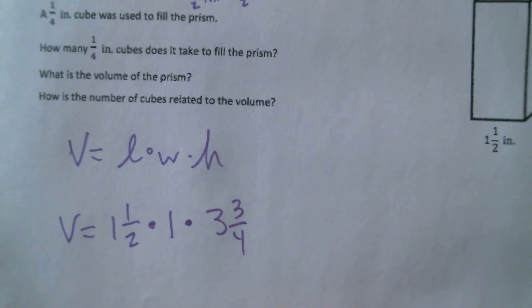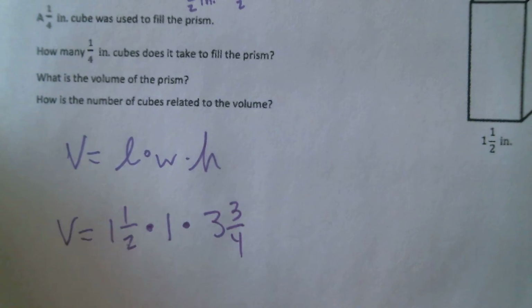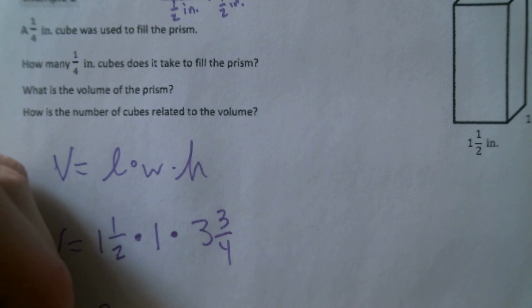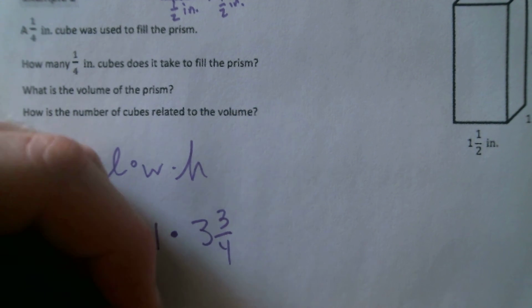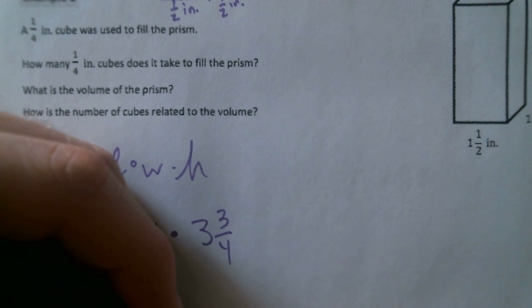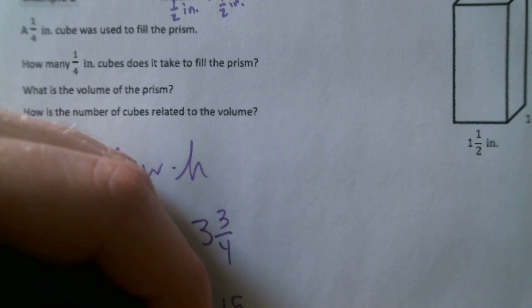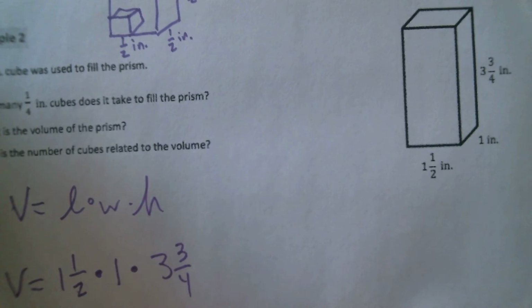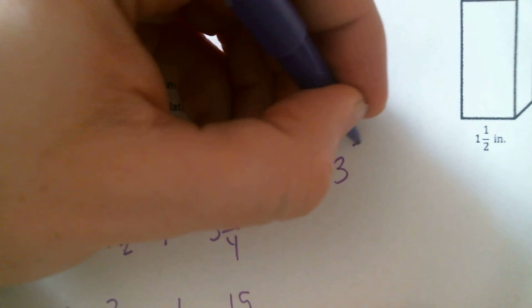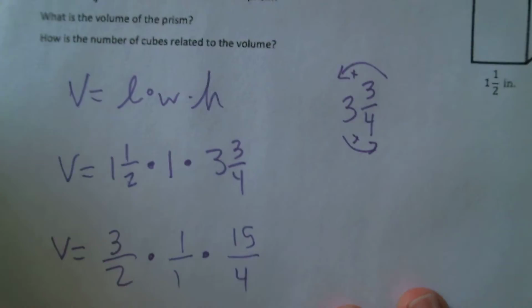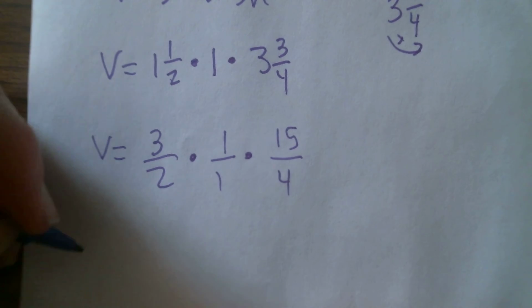Okay, now remember to multiply mixed numbers. And all I do is change these into improper fractions. So 1 1/2 would change to 3 halves. 1 is just 1/1. And then 3 3/4 would be 15/4. If you're wondering how I got those, remember the work in a circle method. You multiply and then you add. Pretty confusing. It's all right.